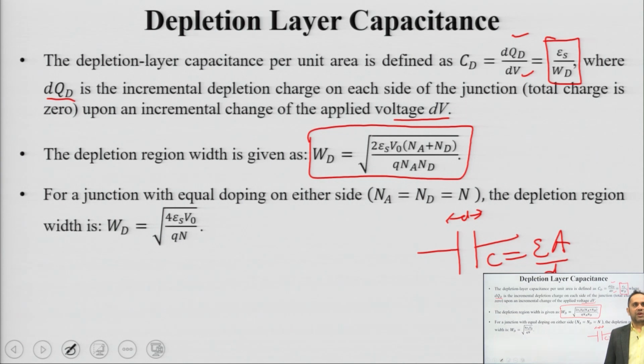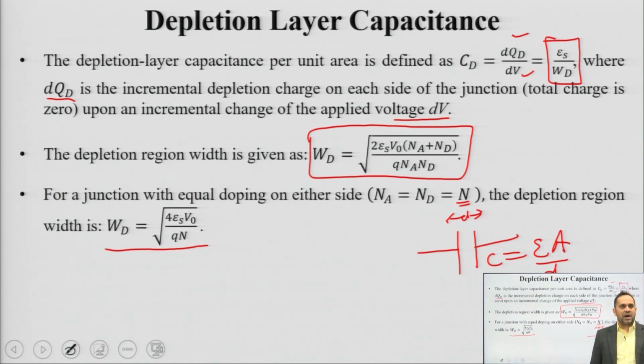Okay. For a junction, if we have equal doping on either side, so I am saying that Na is equal to Nd. Whatever doping is there on the P side, the same doping is there on the N side, only the magnitude. Okay. So, the magnitude of Na is equal to magnitude of Nd. Let us make it equal to N. Okay. So, you can use either value, you can use Na, you can use Nd. So, if I replace Na and Nd with N here, this is going to be 2 times N, this is going to be N square.